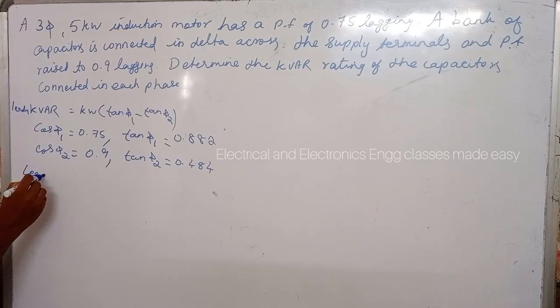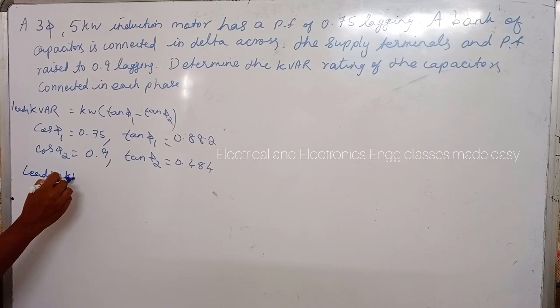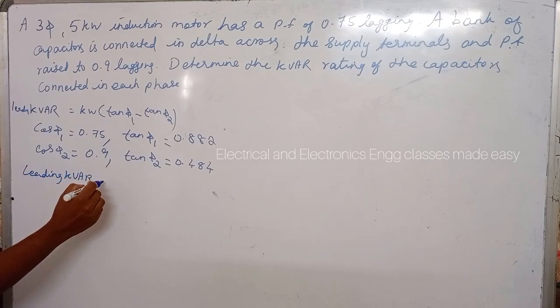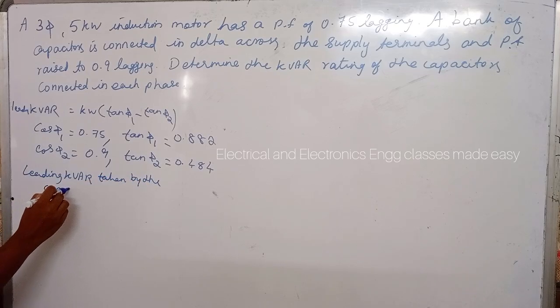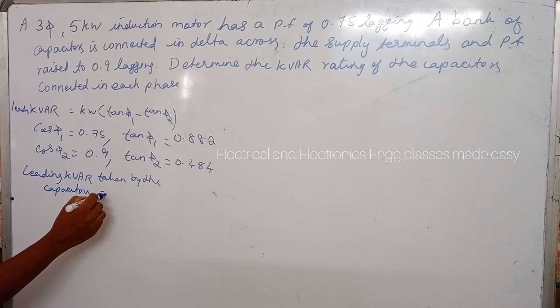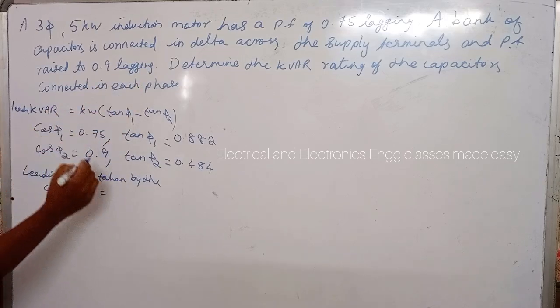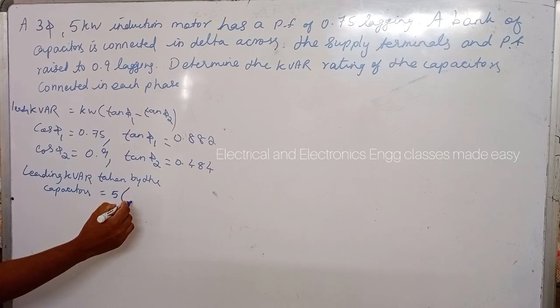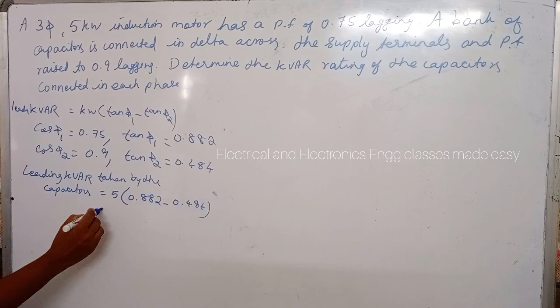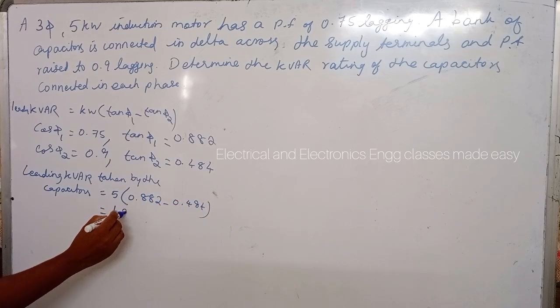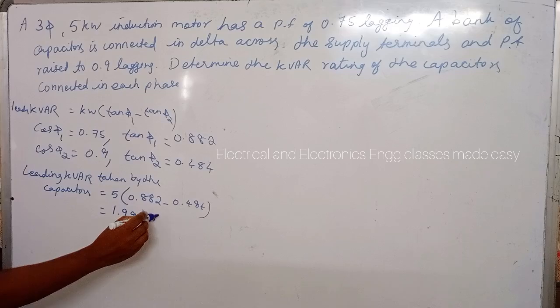So leading kVAR taken by the capacitors is equal to kW into, kW is given as 5 kW, so 5 into 0.882 minus 0.484 and we get it as 1.99 kVAR.